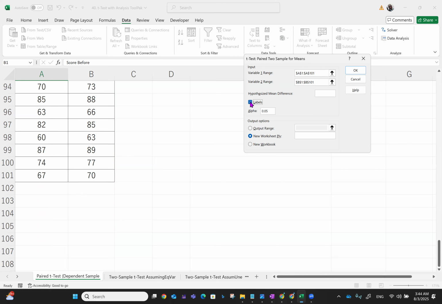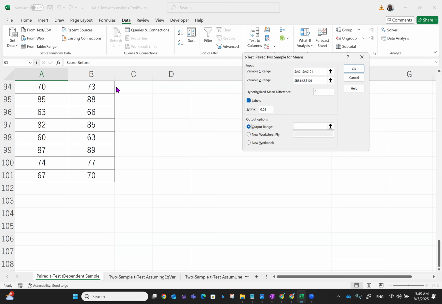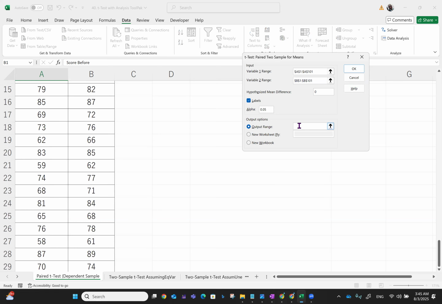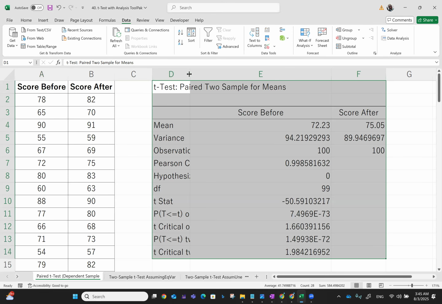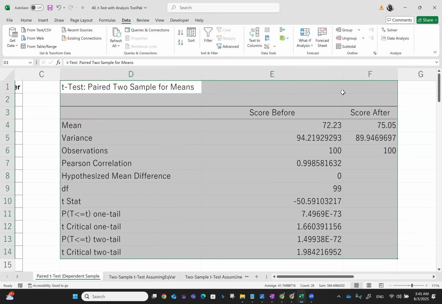Then we have labels there for sure. Hypothesized Mean Difference: we are saying that there's no difference between mean 1 and mean 2, and that's 0 here. For the output range, I have A and B, so let's keep C and skip it, and go to D. We just want our result to be outputted at D1. All right, once all of that is done and everything is in order, we just click OK, and it spews out the result. And that is what we have right here.